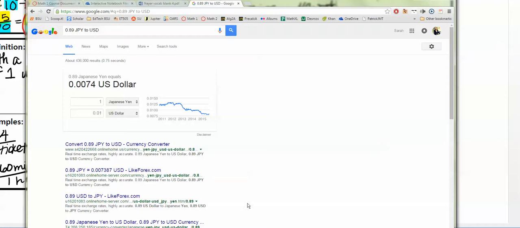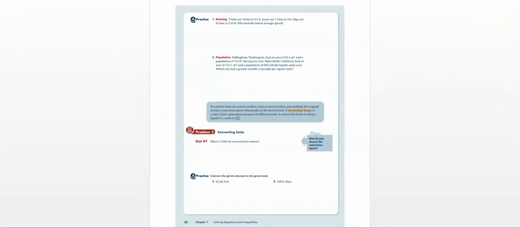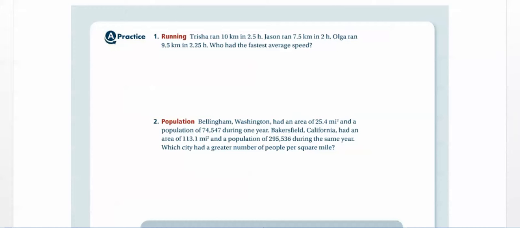Okay, so we're going to look at a few examples in your textbook. So if you need to, pause the video, go get your textbook. All right, so I'm looking at page 38 of your textbook. All right, here's number 1 on page 38.